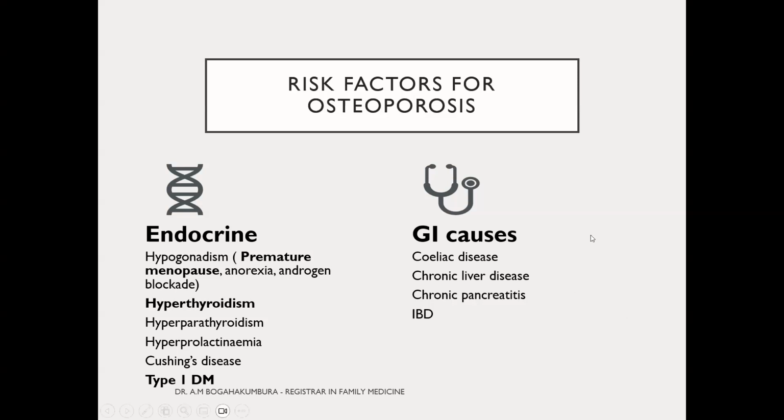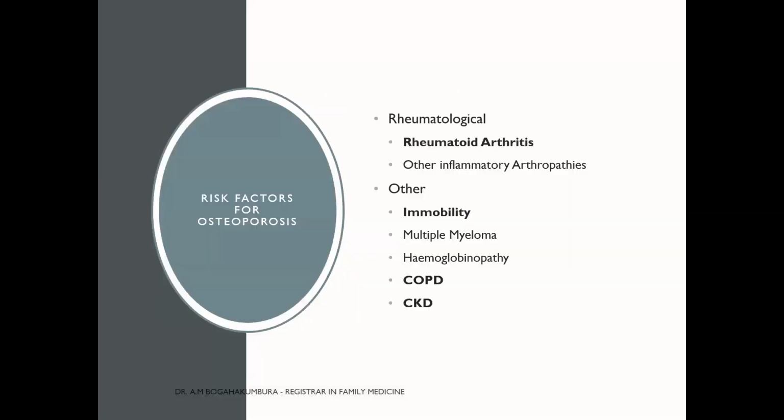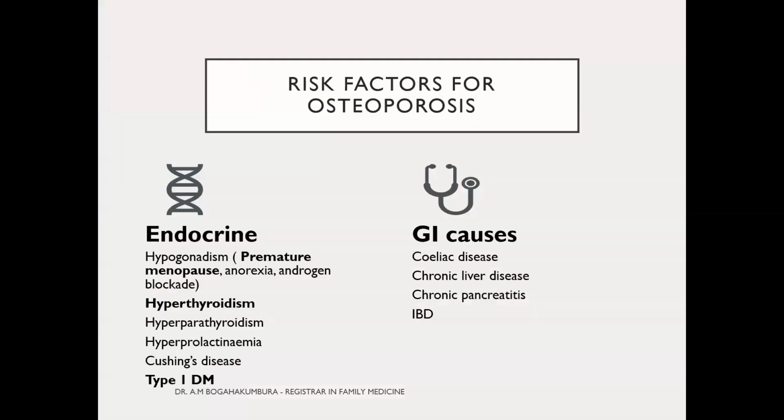Right. Okay. Go ahead. Then I'll discuss the risk factors for osteoporosis. There are several risk factors. They are endocrine causes like hypogonadism, like in premature menopause, anorexia, androgen blockade, hyperthyroidism, hyperparathyroidism, hyperprolactinemia, Cushing's disease, type 1 diabetes, and gastrointestinal causes like celiac disease, chronic liver disease, chronic pancreatitis, inflammatory bowel disease, rheumatological causes like rheumatoid arthritis and other inflammatory arthropathies, and other causes like immobility, multiple myeloma, hemoglobinopathies, and CKD.